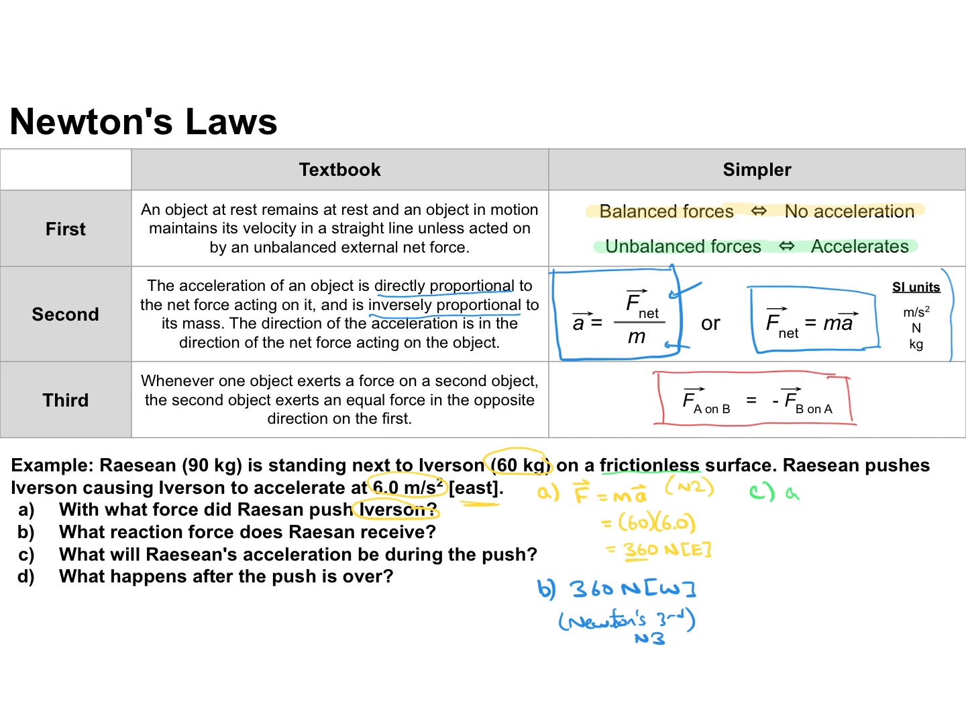Going back to Newton's second law, acceleration will be the force divided by the mass. The force is 360 newtons west. This is the force on Rayshawn. And Rayshawn's mass is 90 kilograms. So Rayshawn's acceleration is going to be 360 divided by 90. That's 4.0. Units of acceleration are meters per second squared. Direction will be west. Okay, so that's Rayshawn's acceleration.